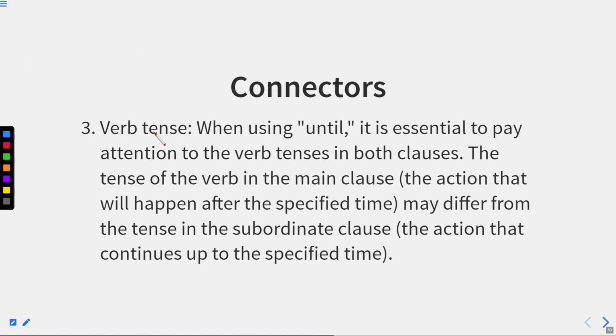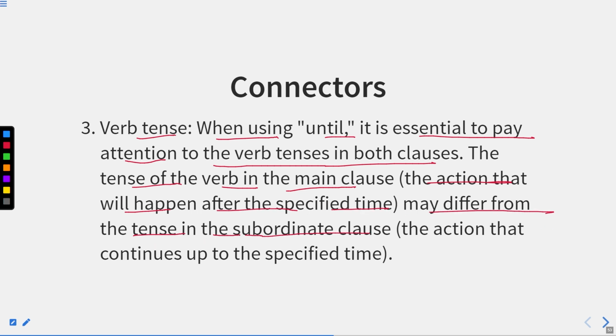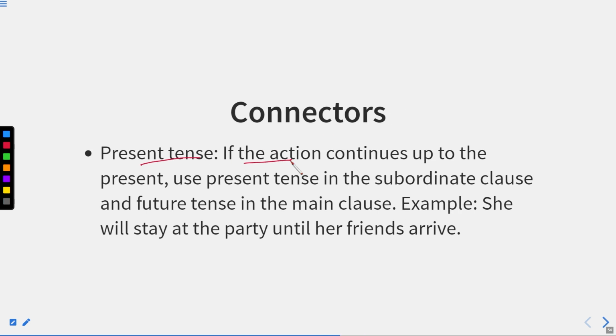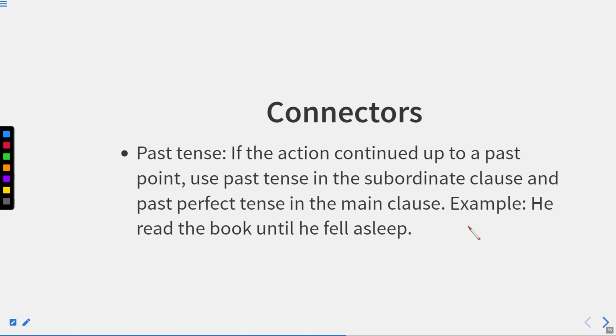Verb tense: when using until, it is essential to pay attention to the verb tenses in both clauses. The tense of the verb in the main clause, the action that will happen after the specified time, may differ from the tense in the subordinate clause, the action that continues up to a specified time. It means which has a limit. Present tense: if the action continues up to the present, use present tense in the subordinate clause and future tense in the main clause. Example: she will stay at the party until her friends arrive.